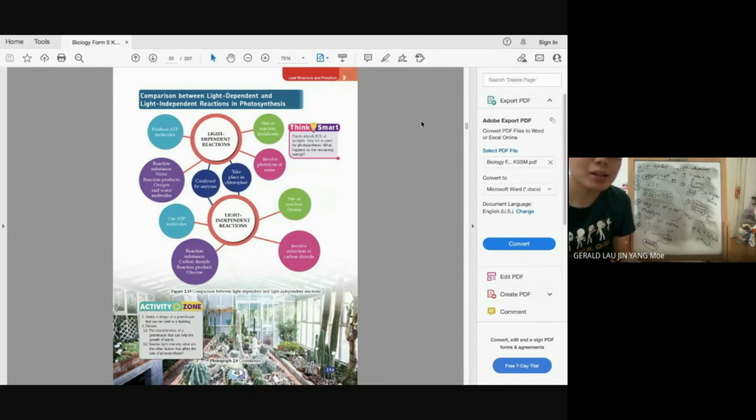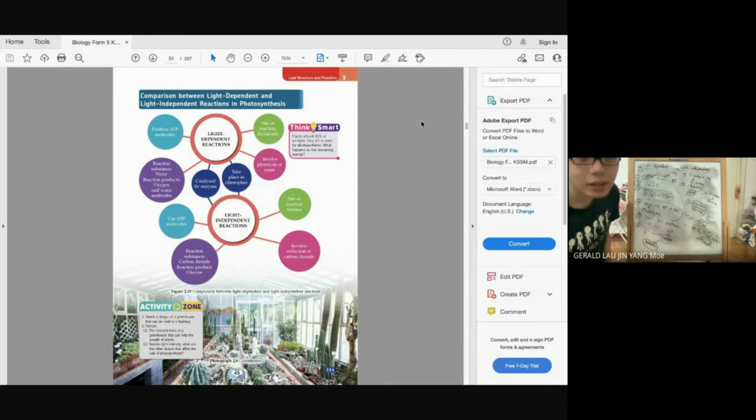Light independent doesn't produce the ATP molecule. Light dependent produces the ATP molecule because of the electron, then the ATP molecule is used here in light independent. And then the reaction substance: for light dependent, you use water to produce water and oxygen. For light independent, you use carbon dioxide to produce glucose.